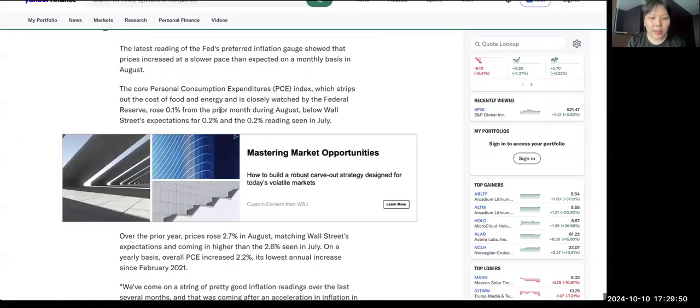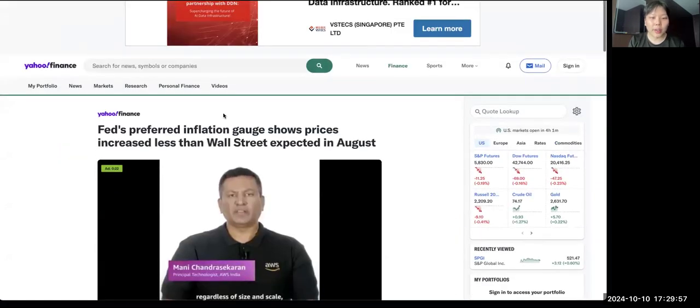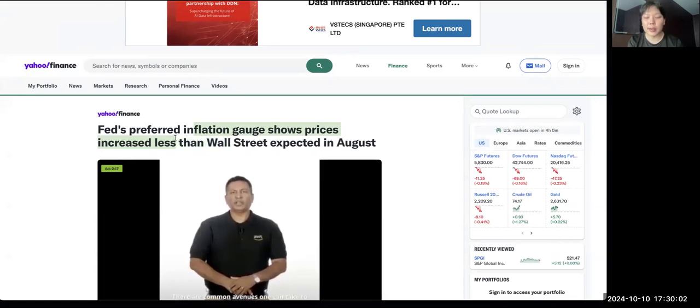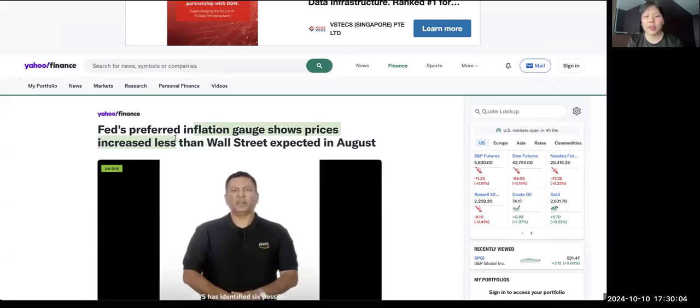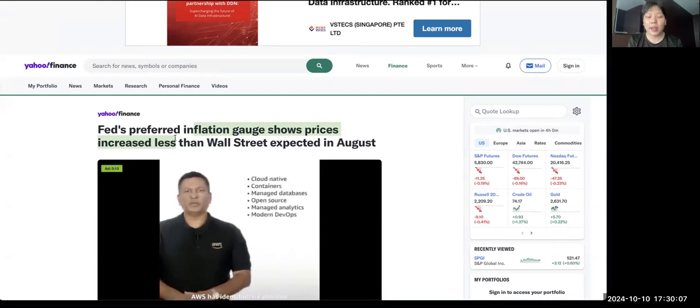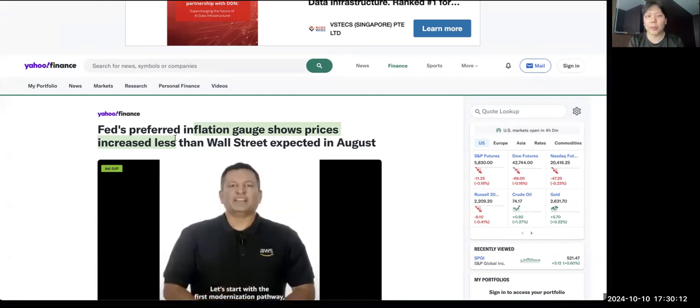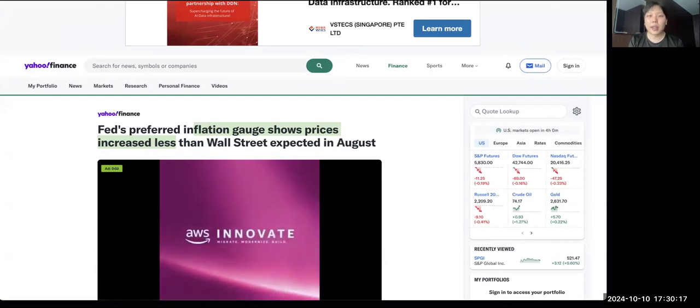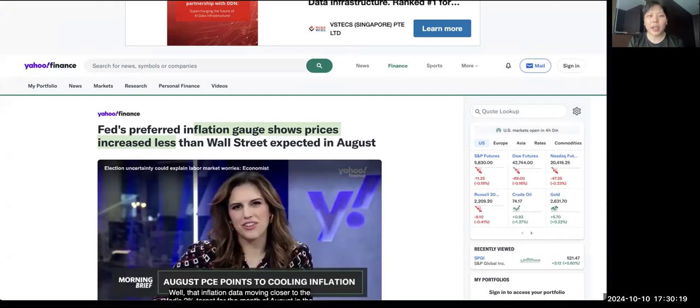Okay, so basically this is the same thing that I've just explained, right? What the inflation shows is that prices increase less. As we can see from the previous one, the forecast is that prices will increase less. And then of course, Wall Street will predict that the federal funds rates will come down. Right, so I think that is about it. I've covered everything that I want to cover in this session of the video.